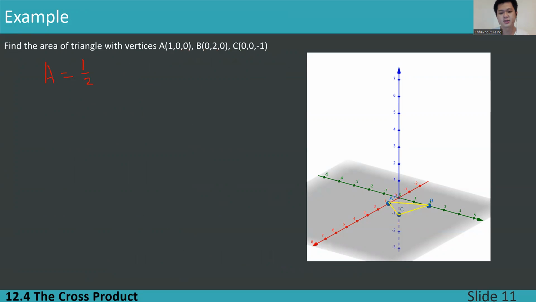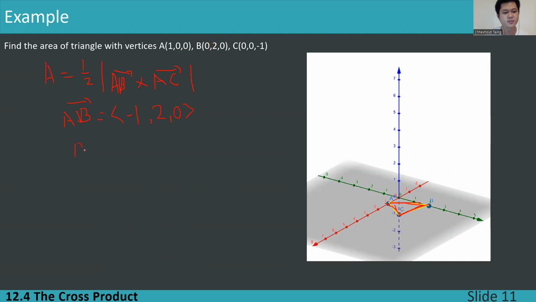In this case, since A, B, C are all vertices, u cross v can be AB cross AC, or BA cross BC, or CB cross CA. But in my case, I'm just going to use AB cross AC. And we do not know what AB or AC is, but we do know the points A, B, and C, so we can find vector AB easily. To find vector AB, we go 0 minus 1 is minus 1, 2 minus 0 is 2, 0 minus 0 is 0.